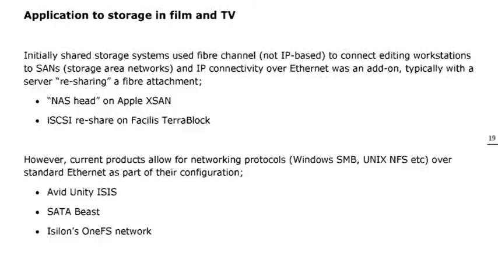Ethernet has become a much more serious contender as a networking protocol for shared systems in television and film. And there are several mainstream tier 1 shared storage products now, like Avid Unity ISIS, SATA Beast, Isilon's OneFS network, all of which root6 sell if you have an interest. They all now rely largely on gigabit Ethernet, so using the kinds of protocols that you use to send your email or to copy a file off the file server in the office, or to use that shared printer down in accounts or whatever.